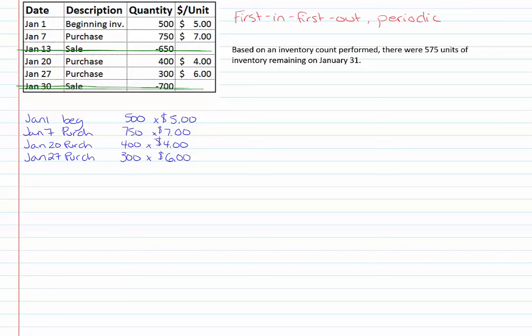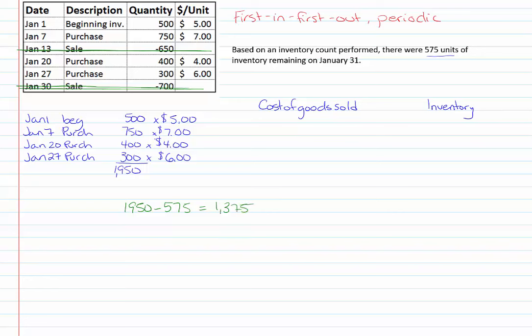So in this case, we have 1,950 units available for sale. Now these are either going to end up in our ending inventory or in our cost of goods sold. We know that there are 575 units in our ending inventory, which means that 1,375 units need to end up in cost of goods sold.